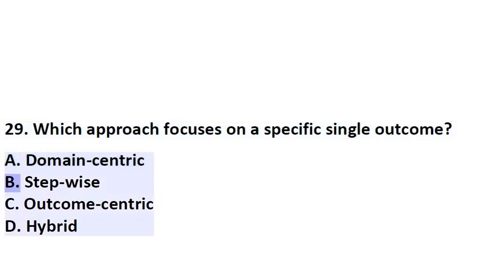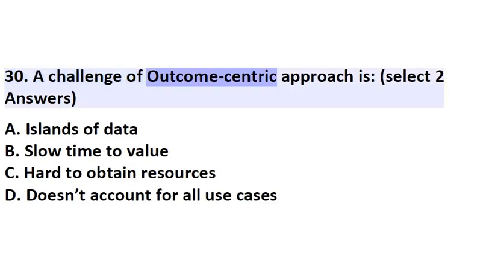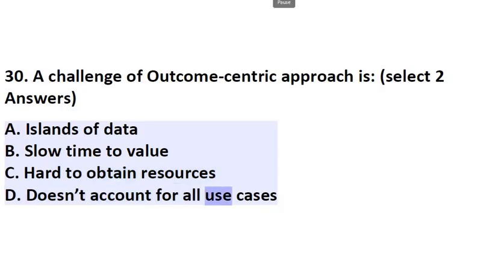A. Domain-centric, B. stepwise, C. outcome-centric, D. hybrid. Answer: C. Outcome-centric. 30. A challenge of outcome-centric approach is, select 2 answers: A. islands of data, B. slow time to value, C. hard to obtain resources, D. doesn't account for all use cases. Answer: A and D.